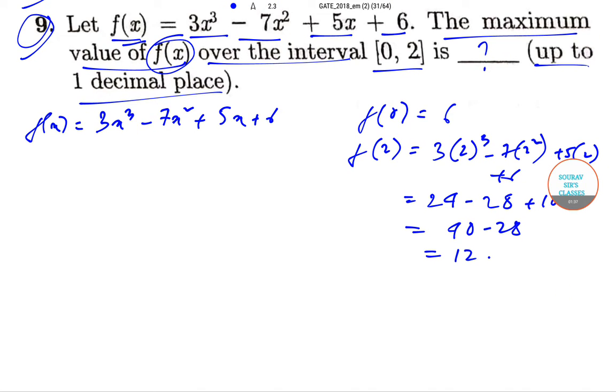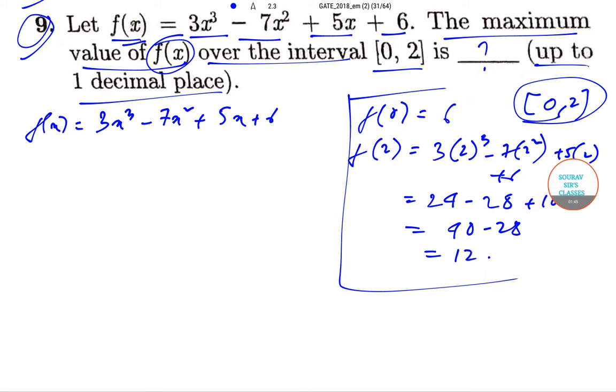So f(0) and f(2) we have found out. Since we are concerned with the closed interval 0 to 2, we are finding the value at the extremes. This is one thing that we will have. Now in between 0 and 2 we will try to find the maximum value.